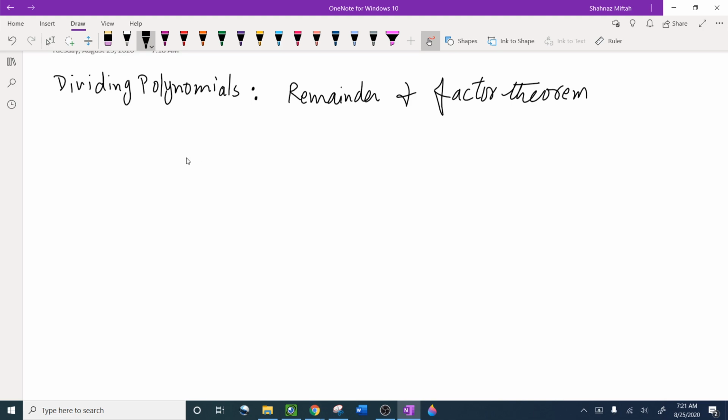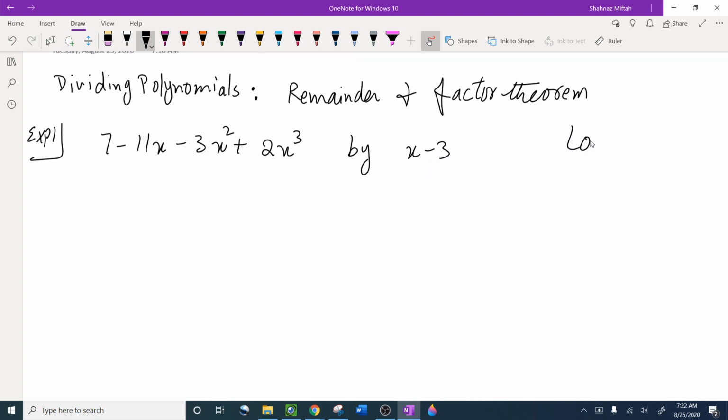In long division, for example, the first example is I have 7 minus 11x minus 3x squared plus 2x cubed, and I'm dividing this by x minus 3. This is a long division. So this is the first one we are working on, long division.